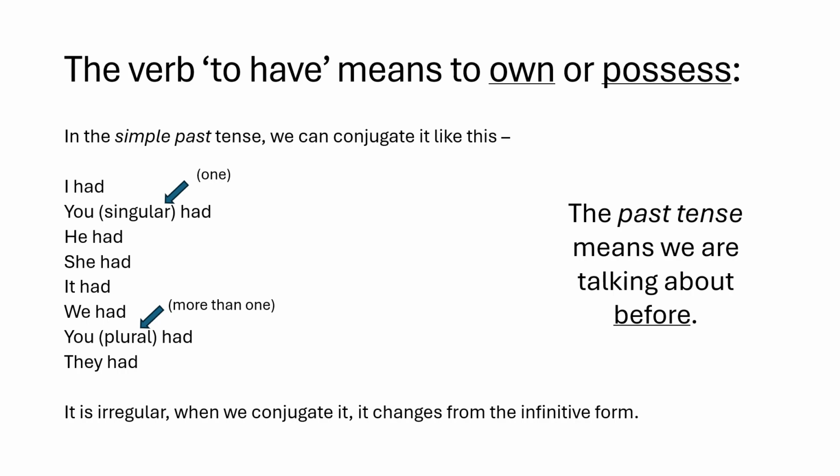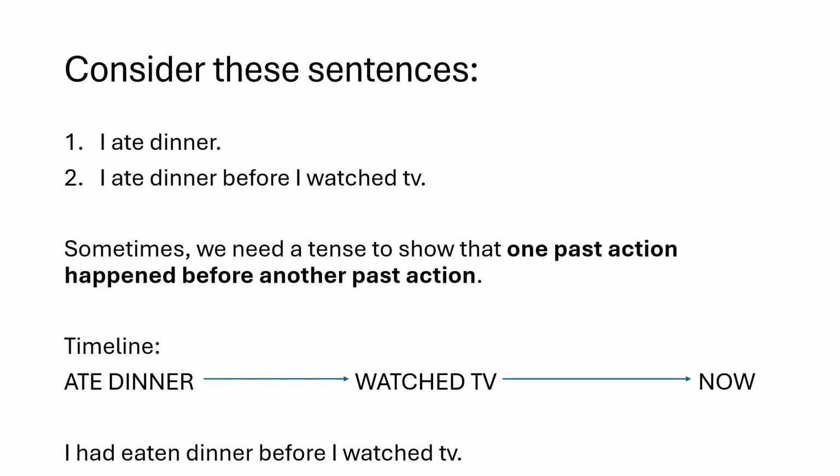Notice that the verb to have is irregular, so when we conjugate it, it changes from the infinitive form. Consider these sentences. I ate dinner. I ate dinner before I watched TV. Which action happened first? How do we show the order of the actions?